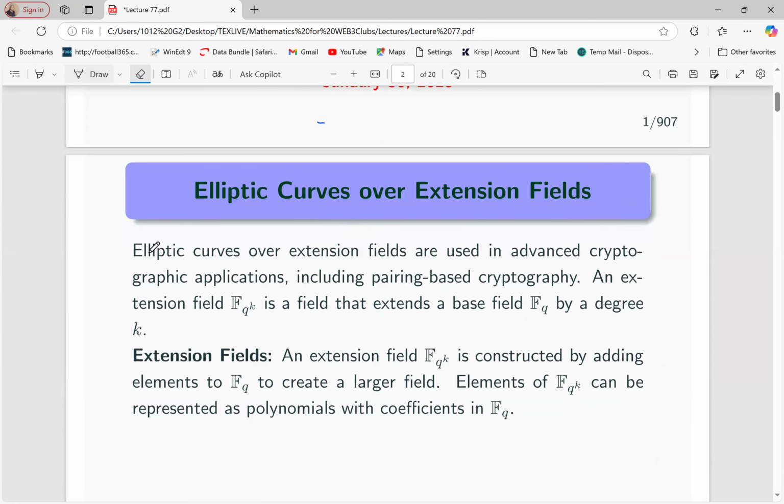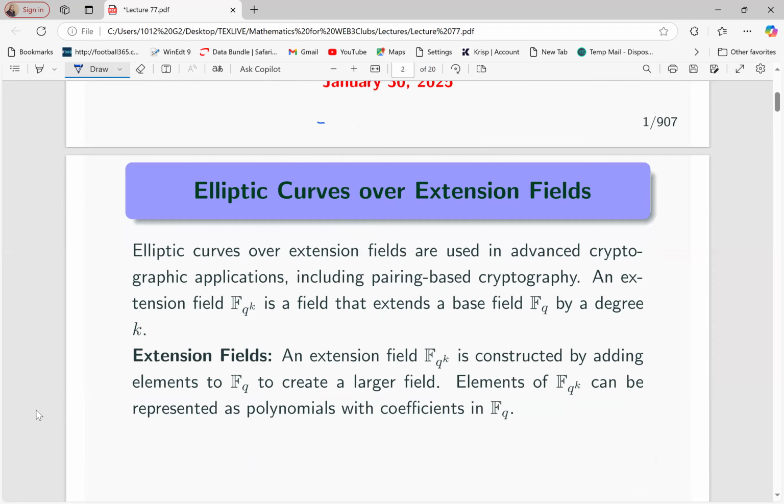So these are the preliminaries. Elliptic curves over extension fields are very useful in cryptographic applications, and especially our current topic, which is pairing-based cryptography. So we'll see again how they may be used when we go fully into pairing-based cryptography.